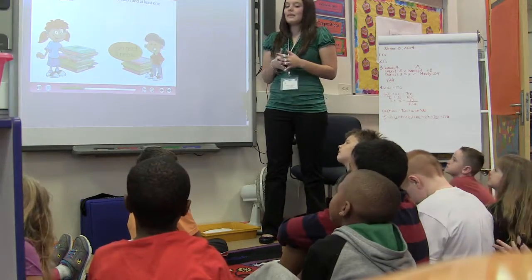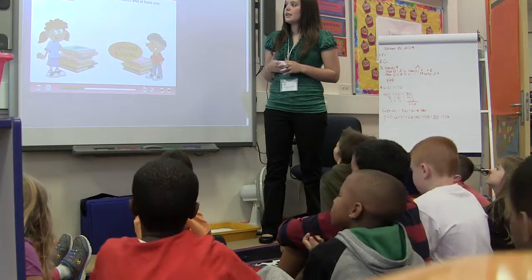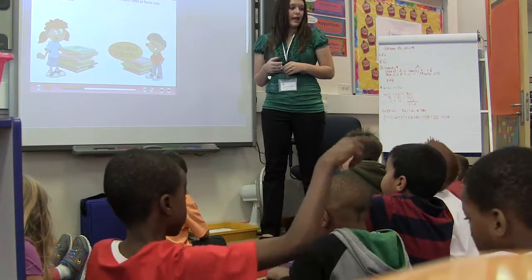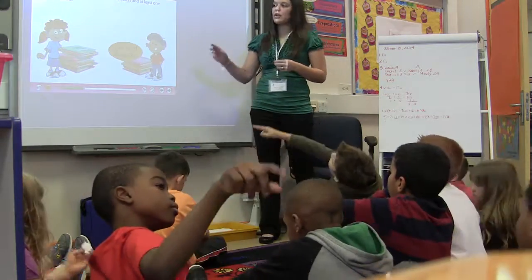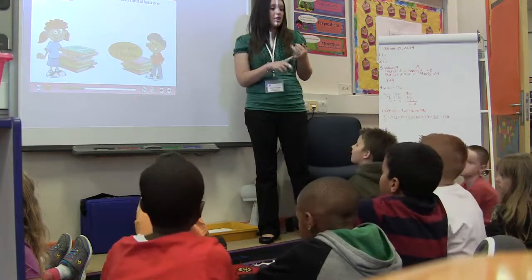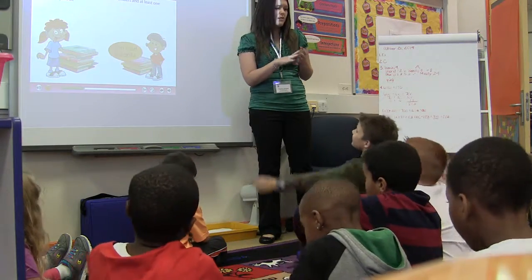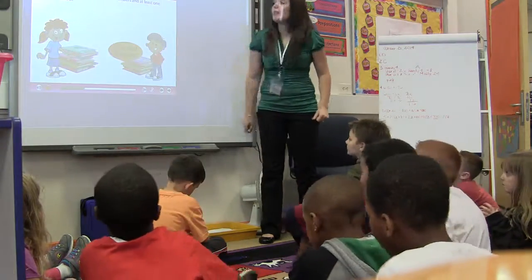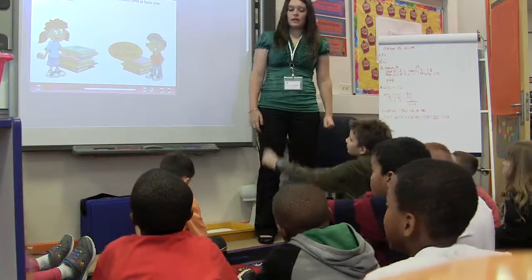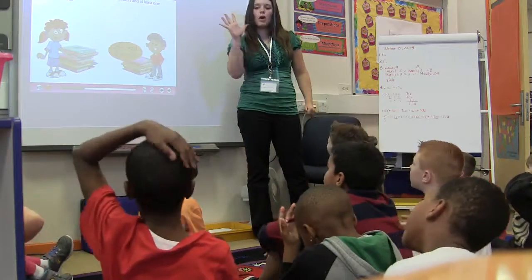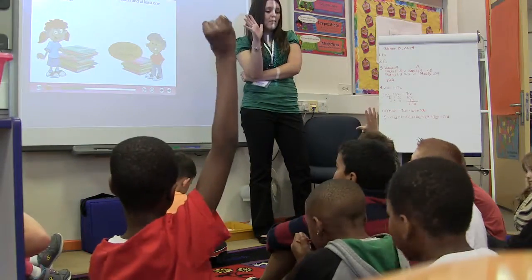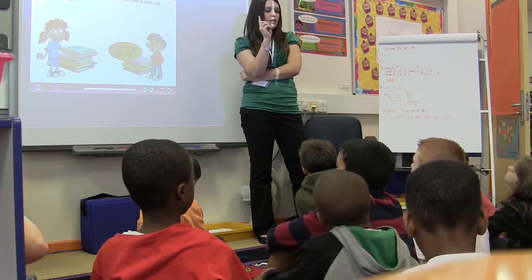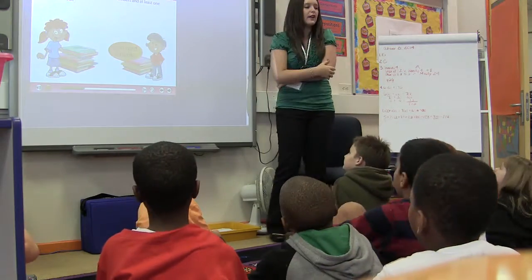A numerical expression is made up of numbers and at least one operation symbol. Today we're going to use operation symbols of addition and subtraction. We're not going to do the multiplication and division yet. So John read 8 books, and she read 5 more than John. So how many books did she read? 13. How did you figure that out?